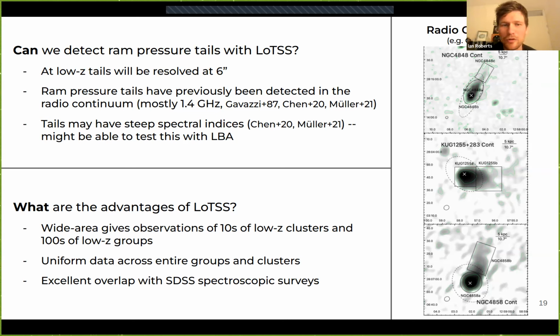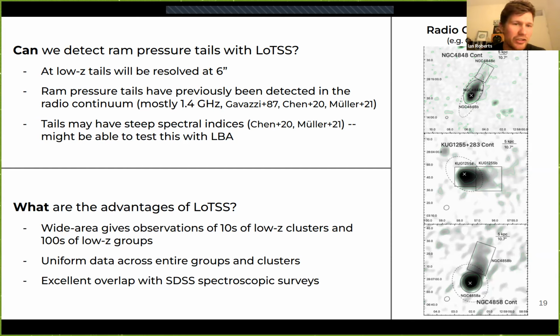This has previously mostly been done at 1.4 gigahertz, just because that's where the VLA has observed. There are some images on the right-hand side. These are 3 jellyfish galaxies in the Coma cluster. These images were published a couple years ago by Chen et al. This is VLA 1.4 gigahertz continuum imaging, and you can see these tails extending asymmetrically about the galaxy center, which is marked with the cross there.